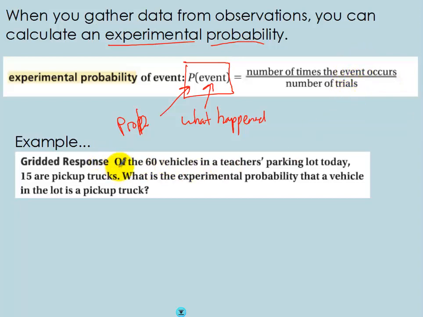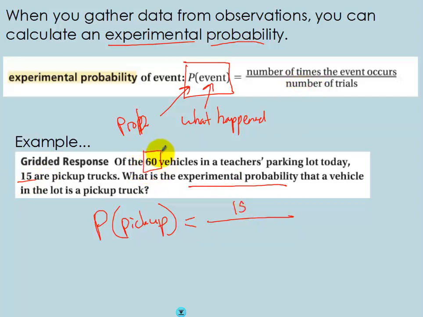So here's an example. Of the 60 vehicles in a teacher's parking lot today, 15 are pickup trucks. What is the experimental probability that a vehicle in the lot is a pickup truck? Well, you do probability of pickup. It's going to equal the number of times the event occurs, and that event is it's a pickup truck, and that's 15, divided by the number of trials. Well, there's 60 vehicles total. So 15 divided by 60, which simplifies to 1/4. So that is the experimental probability.